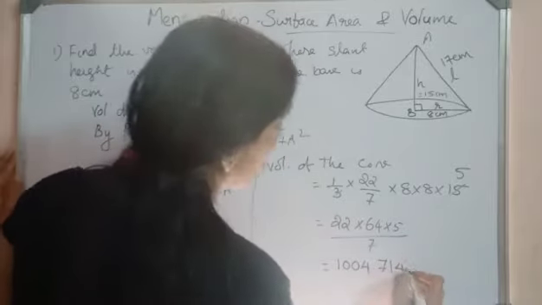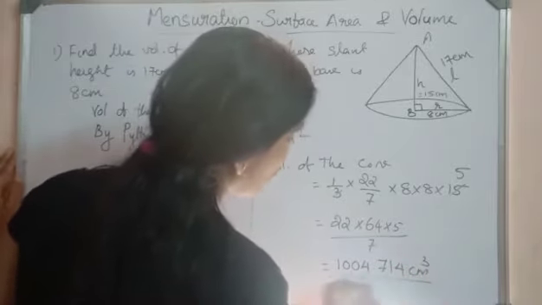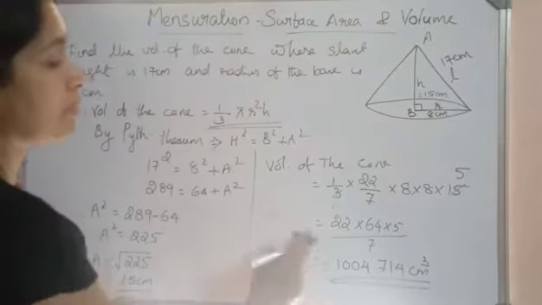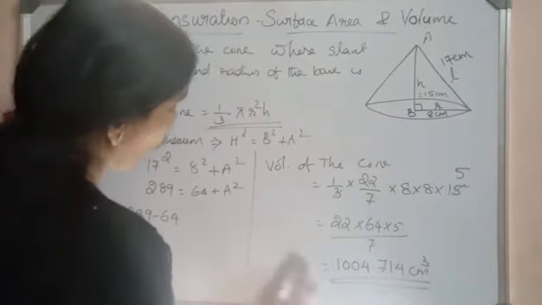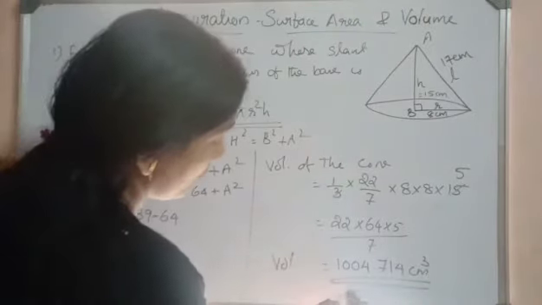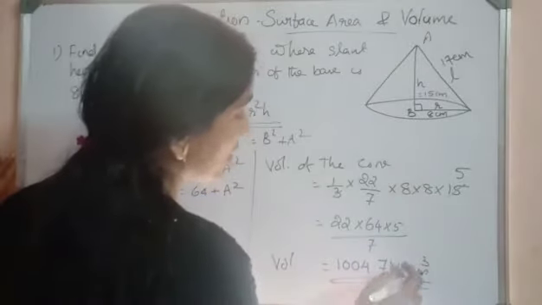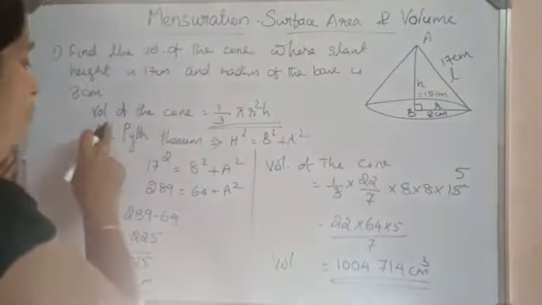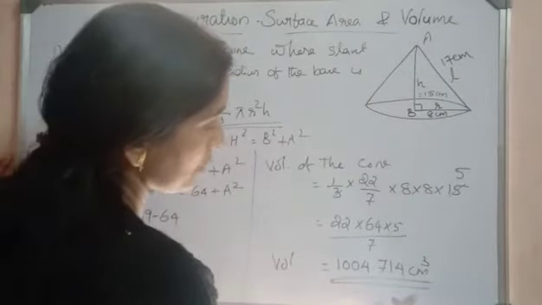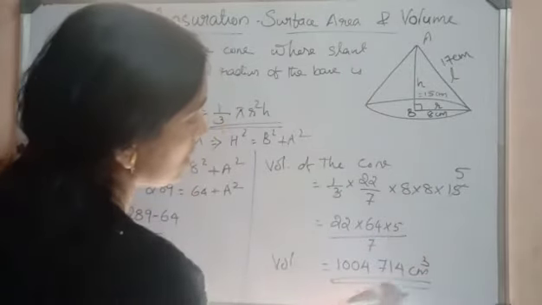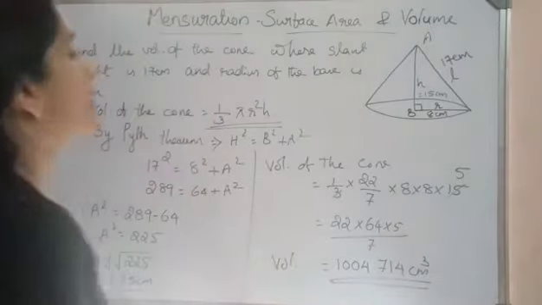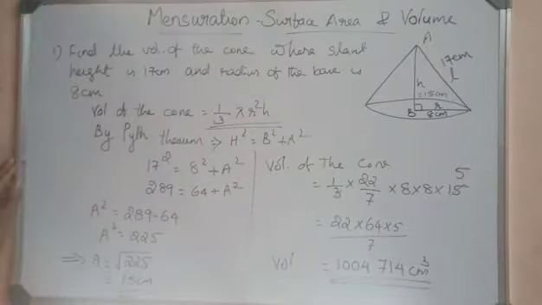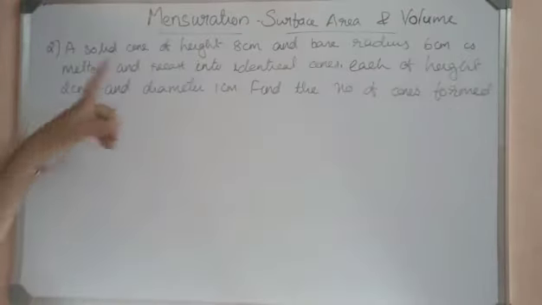On simplification, we get this value as 1004.714 cubic centimeters. On simplifying this value, we get the volume of the cone as 1004.714 cubic centimeters. Here we are finding the volume, that is why the unit is always expressed in cubic units. So this is centimeter cube, and that is the volume of the given cone. Look at the next question.